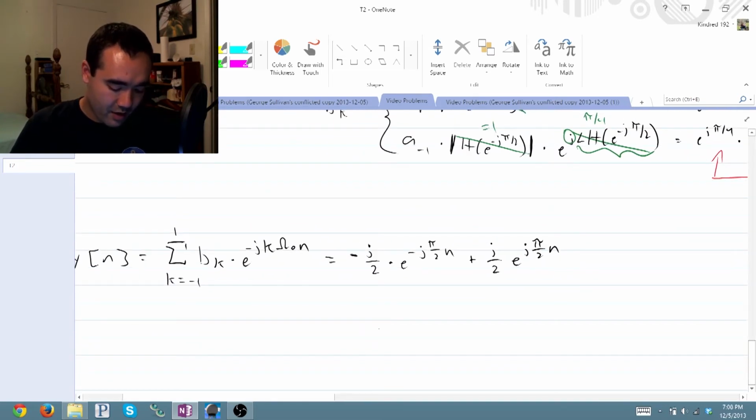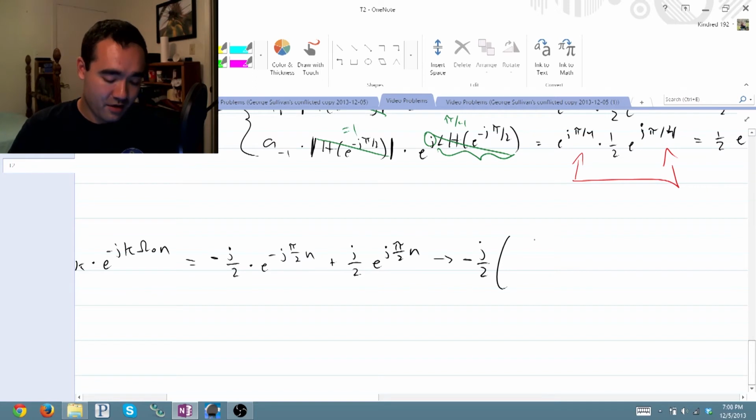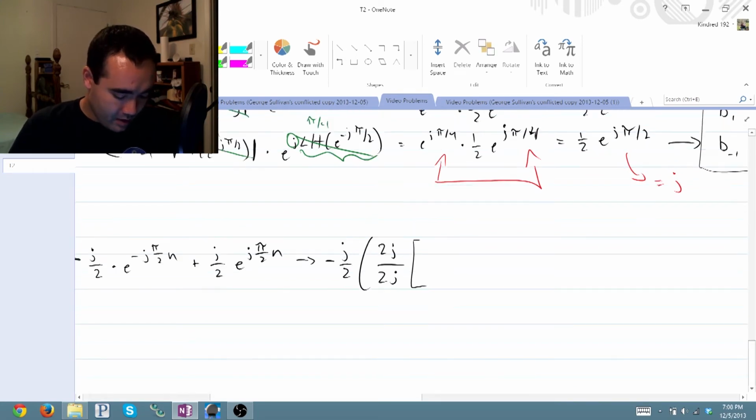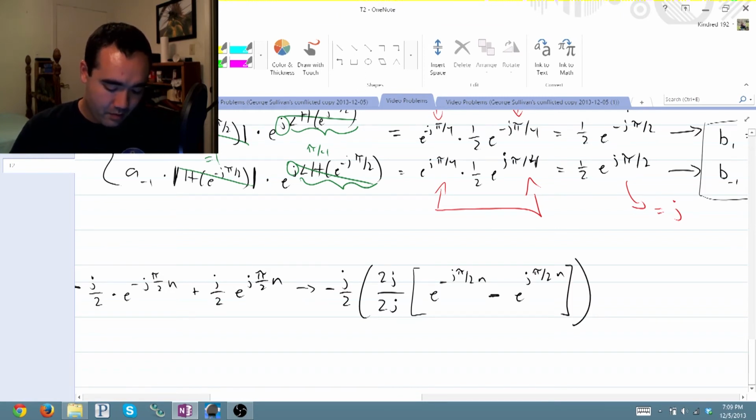Another one of Euler's identities is, so we know that sine of, we'll just say this. We'll simplify this here. So what I'm going to do is take this and factor out the negative j over 2. And then I'm going to multiply everything on the inside by 2j over 2j. So, and then we have e to the negative j pi over 2n minus e to the j pi over 2n. Okay, so using Euler's identities, you know that this just becomes a sine function.